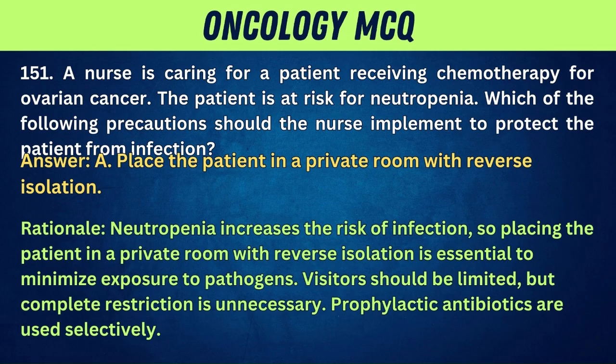Answer: A. Place the patient in a private room with reverse isolation. Rationale: neutropenia increases the risk of infection, so placing the patient in a private room with reverse isolation is essential to minimize exposure to pathogens. Visitors should be limited, but complete restriction is unnecessary. Prophylactic antibiotics are used selectively.